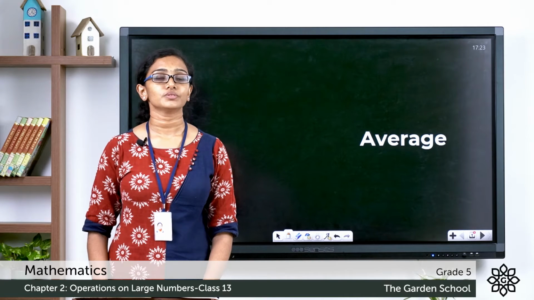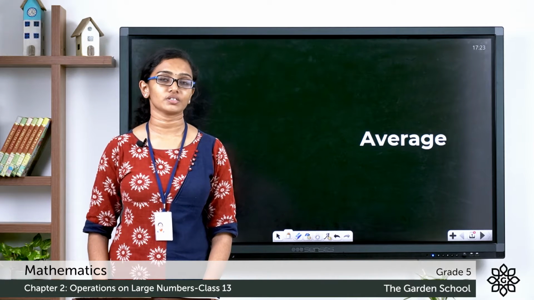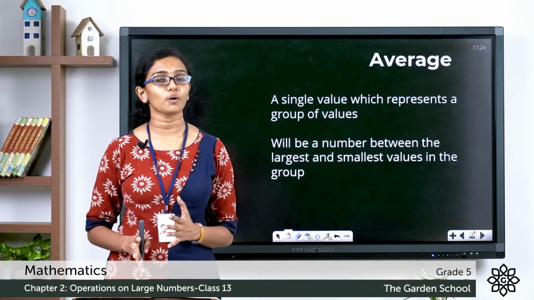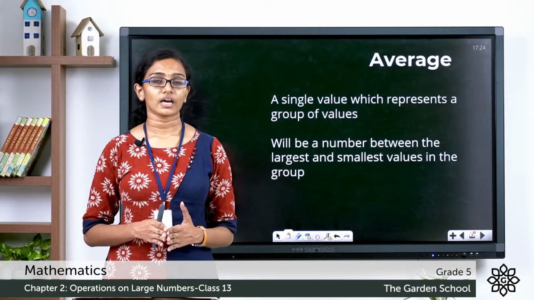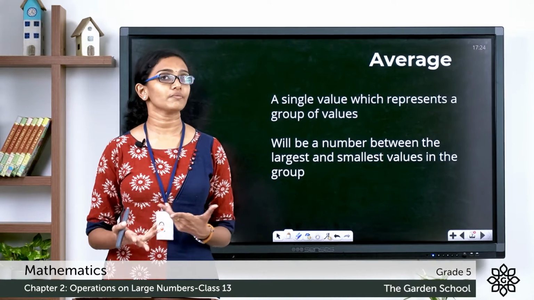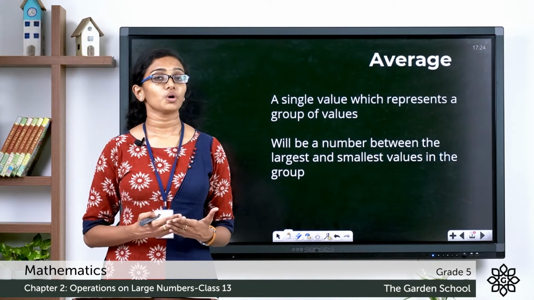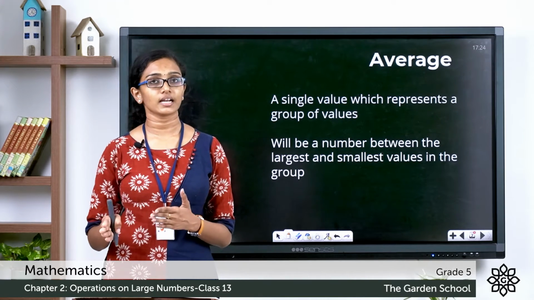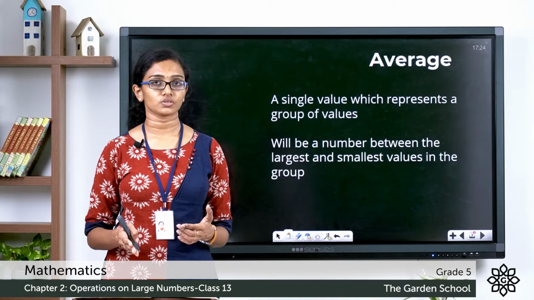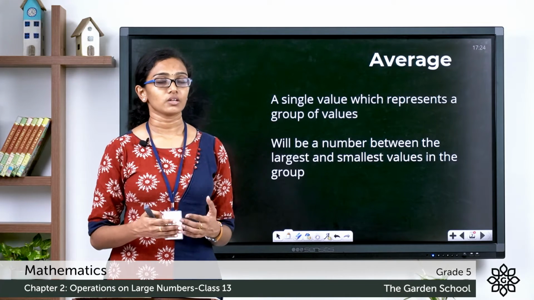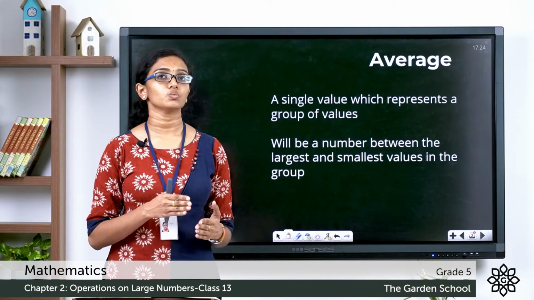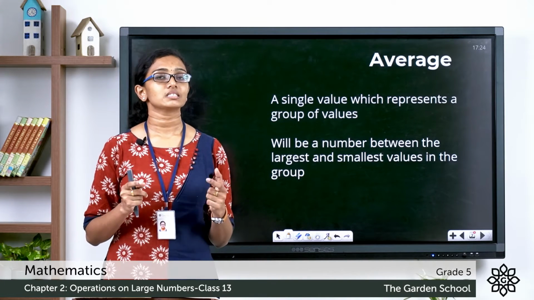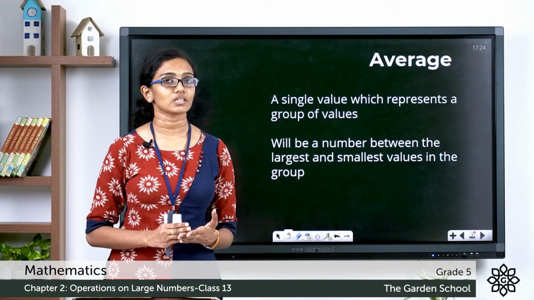We'll learn a new topic today. We'll learn about average. So what is average? Suppose you have a group of numbers or values and some values may be small, some values may be large. What if we find a value which is somewhere between the smallest and the largest value among the group of values? This middle value, or the single value which can represent all the other values within the group, that single value is called the average.